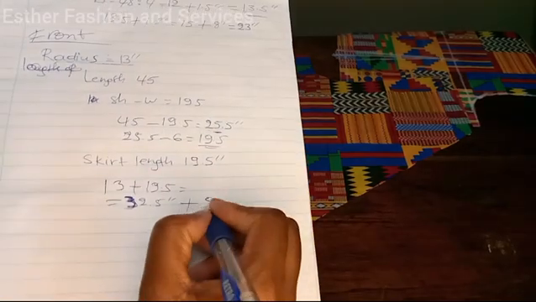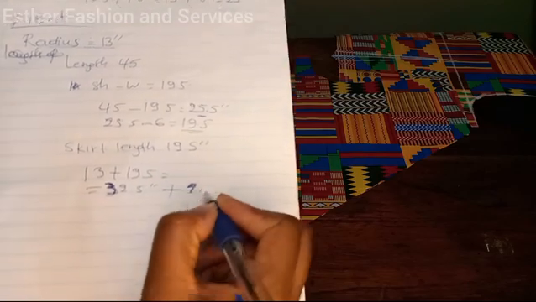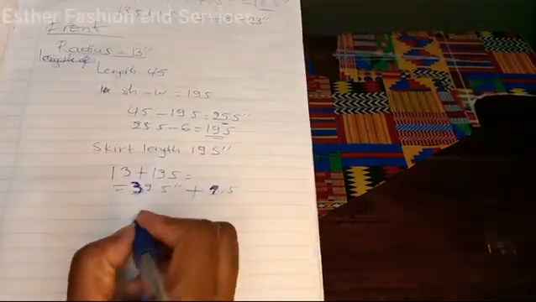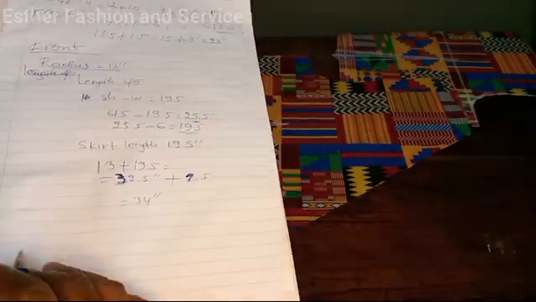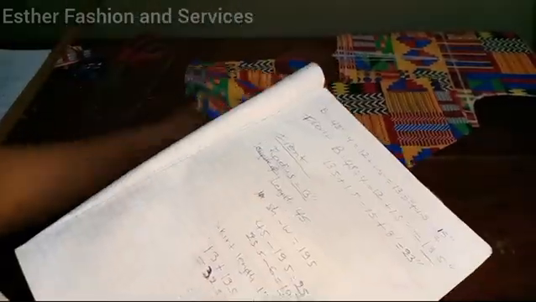You can add half inch, 1 inch, 1.5 inch. It depends on your preference. Just add your seam allowance. Okay, then it will give me 34 inches. So I'm going to cut 34 inches.